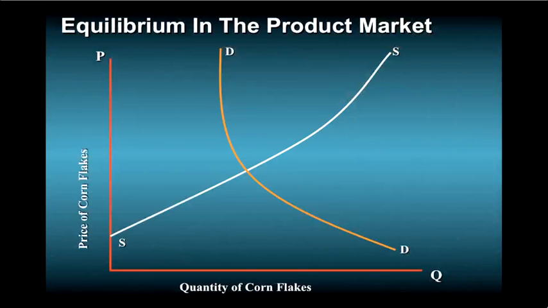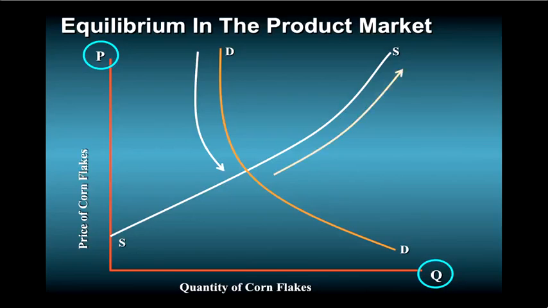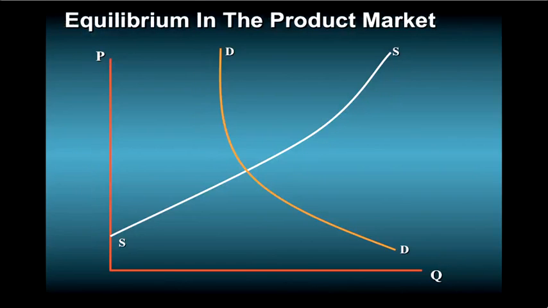Note that the price of the good, in this case cornflakes, is on the vertical axis, and the quantity of the cornflakes is on the horizontal axis. Note also that the demand curve slopes downward. This reflects the idea that the lower the price, the more cornflakes that consumers will want to buy. Similarly, the supply curve slopes upward, indicating that as prices rise, businesses will be willing to provide more cornflakes. The powerful idea behind this figure is that the price in the market will tend to be set where the supply and demand curves cross.